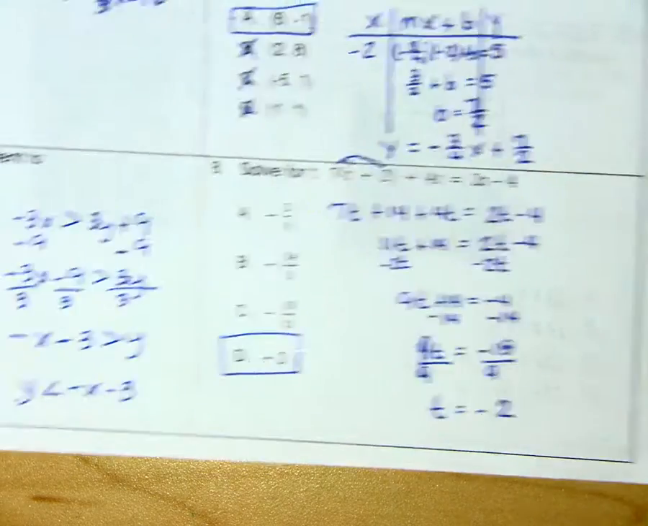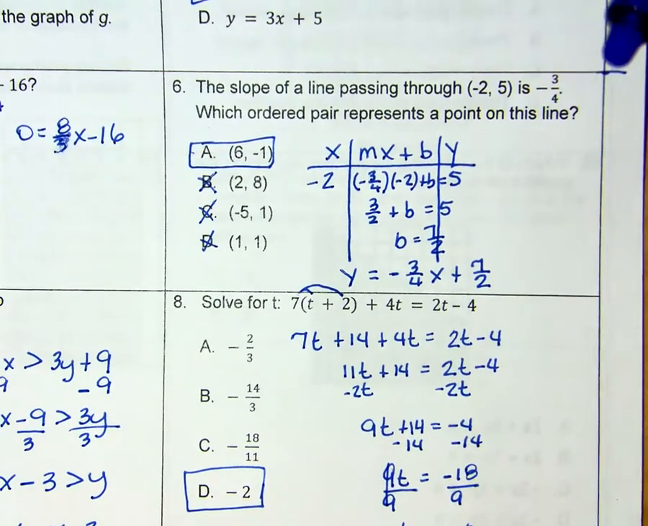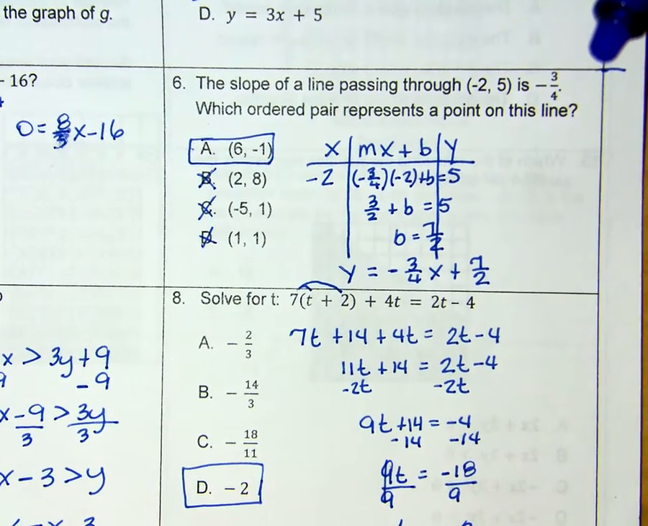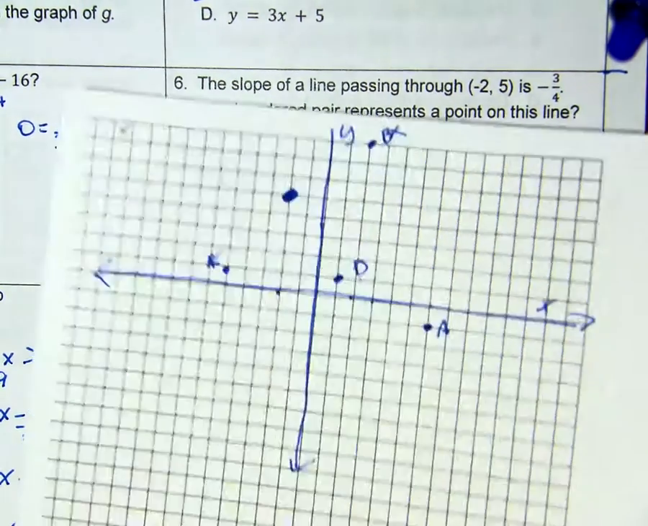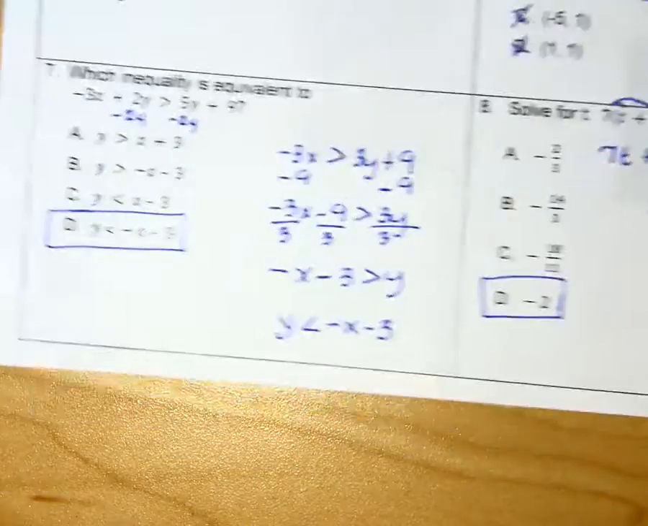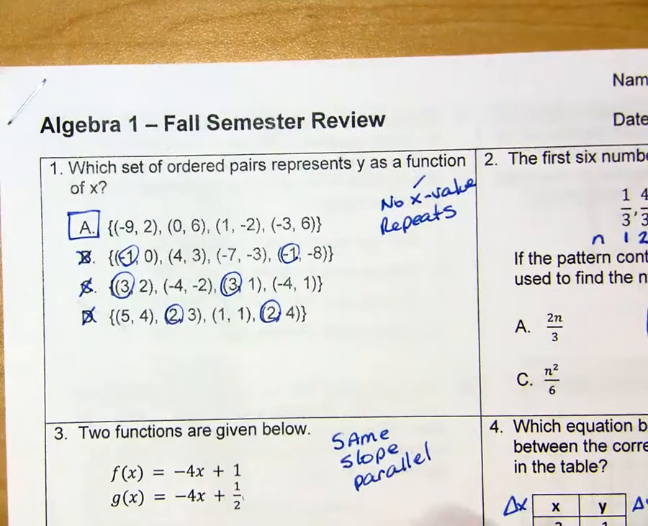So here we have problems 5, 6, and we had 2 ways of doing problem number 6, one with the table, the other with the graph, and then 7 and 8. So this has been part 2 of your fall semester review.